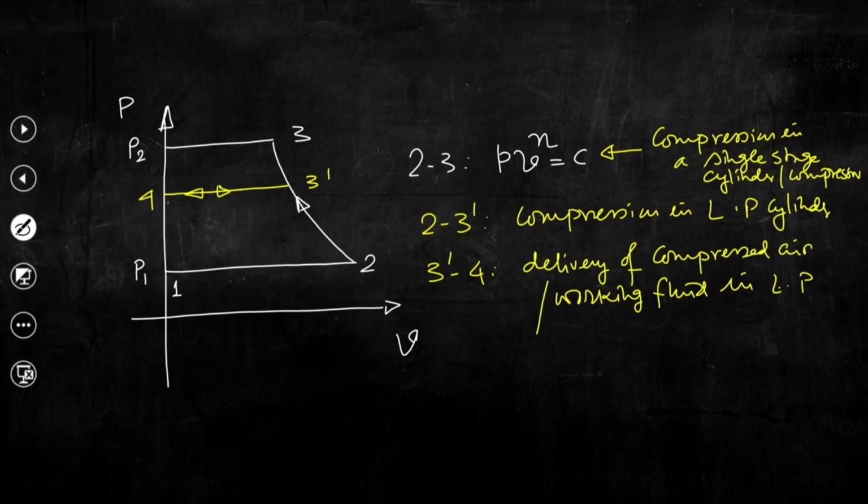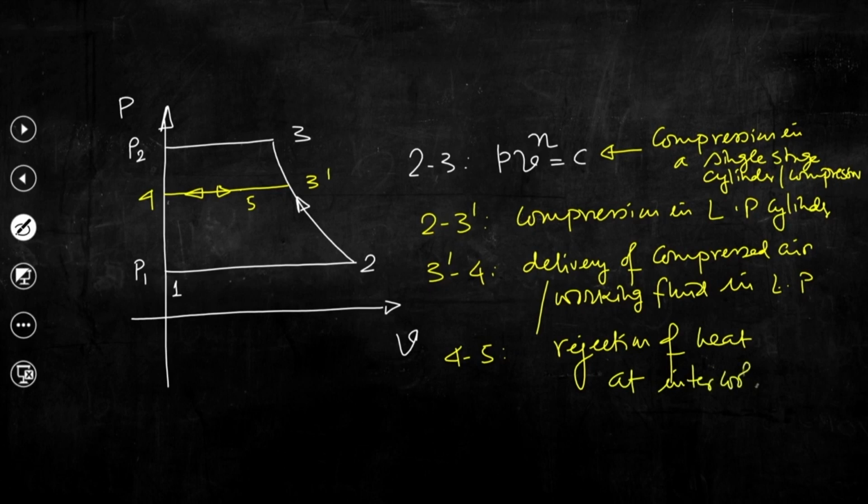is the point and this is 0.5. So, 4 to 5, that is basically rejection of heat at intercooler, and then 5 to 6, that would be compression at high pressure cylinder.